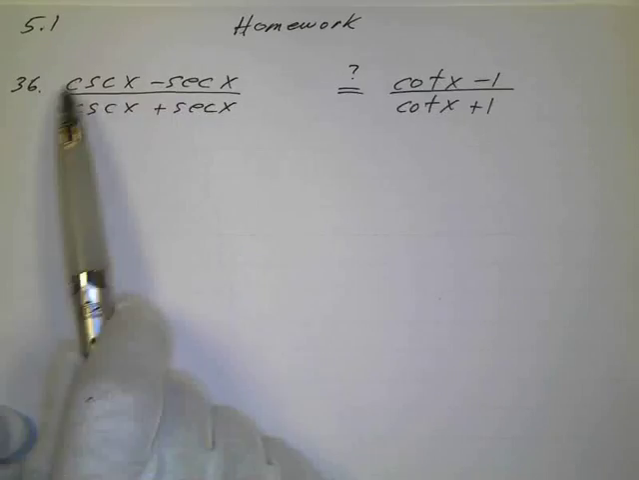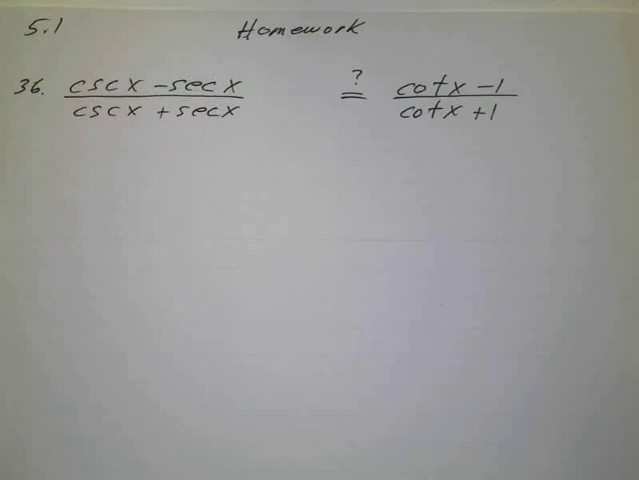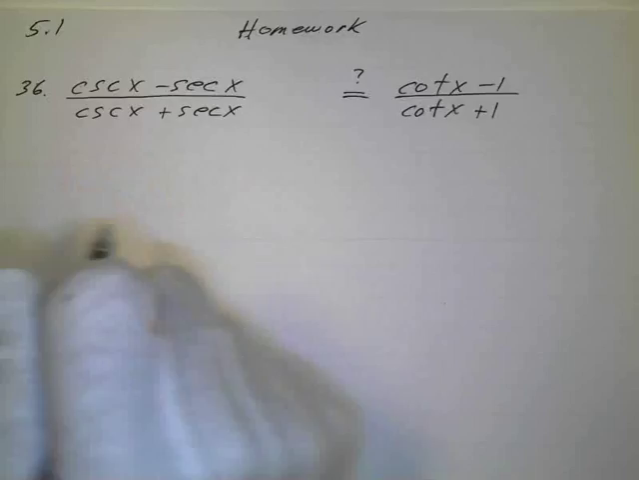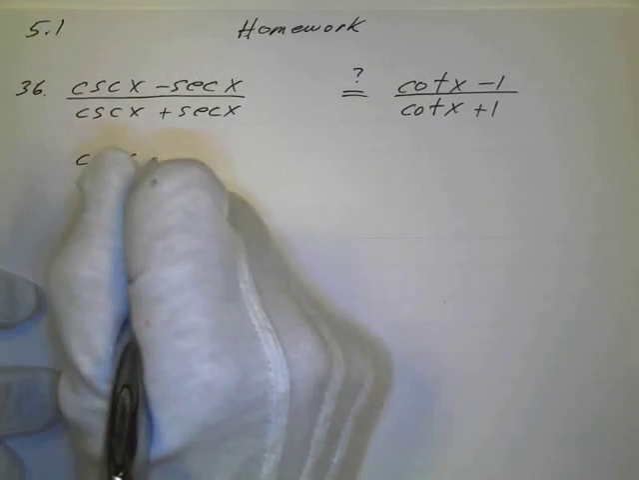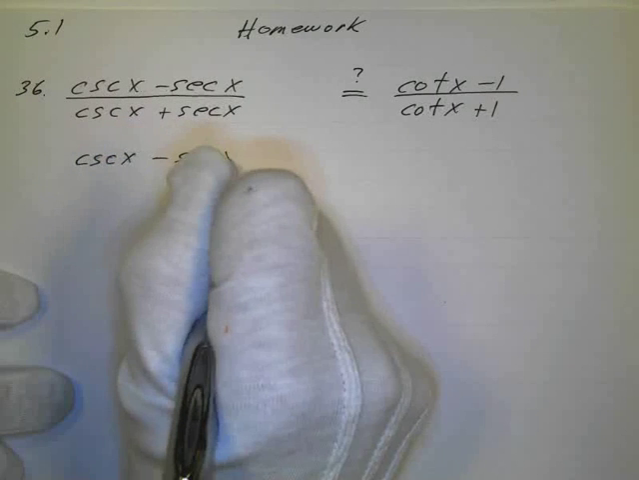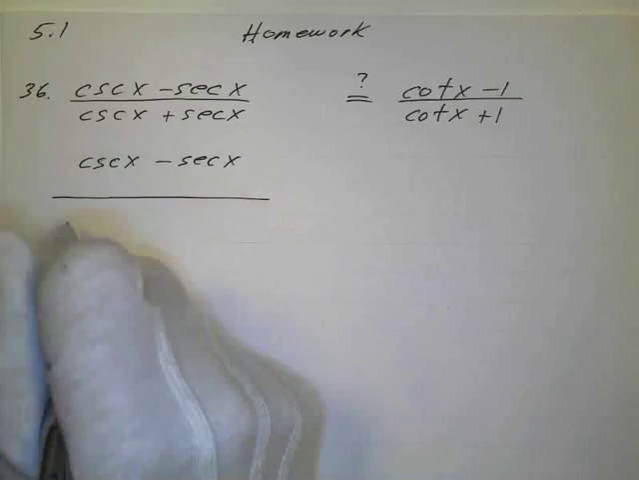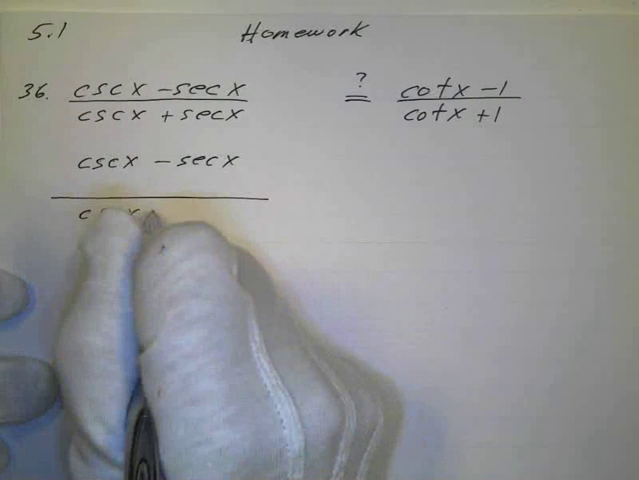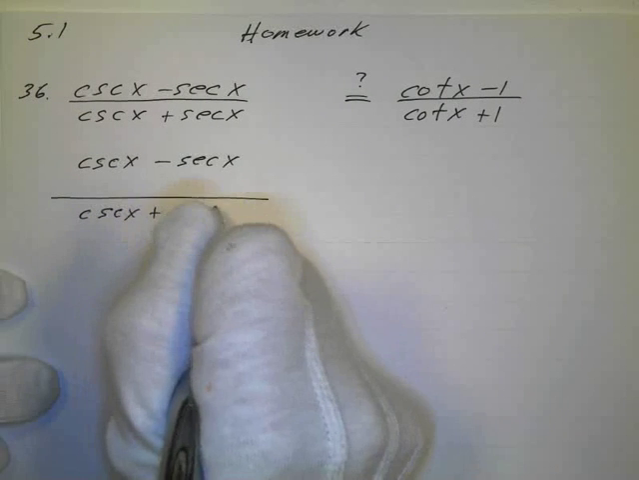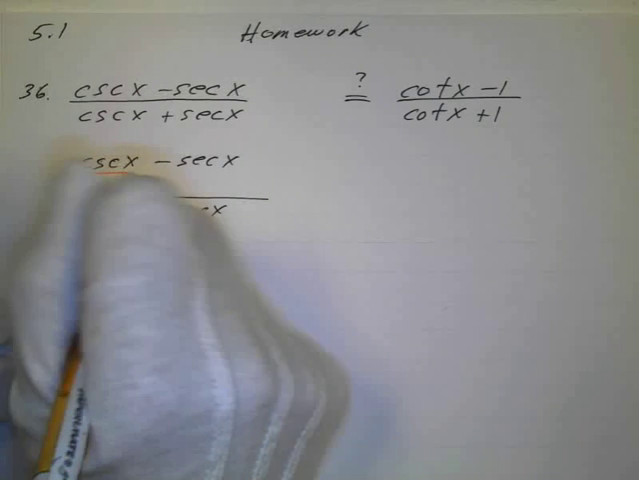So what I'll do is divide everything by the secant and make these the 1's, and hopefully this will work out. On the top I've got the cosecant of x minus the secant of x. And on the bottom I've got the cosecant of x plus the secant of x. And I'm dividing the top and the bottom. It's like multiplying by 1 over the secant. So I'm going to divide every term.